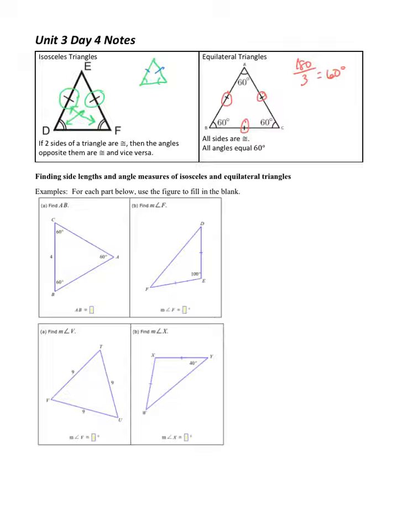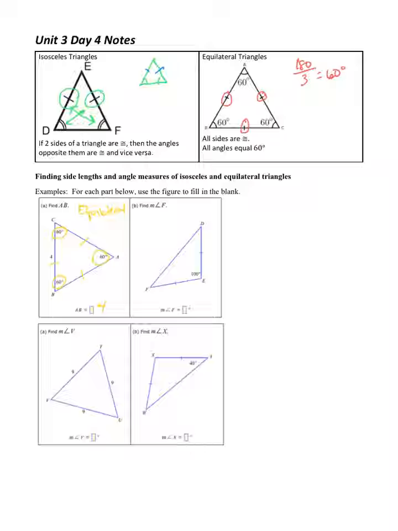All right, let's take a look at A. Finding side lengths and angle measures of isosceles and equilateral triangles. Look at the triangles and determine what kind they are. In A, we're trying to find the side AB. Now you look at this. You've got angles of 60 degrees, 60 degrees, and 60 degrees. So this is an equilateral triangle. Therefore, all the sides are congruent. So the actual measurement of side AB is 4. Okay, that's not so bad.